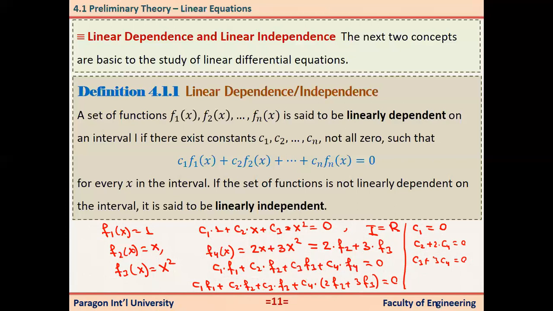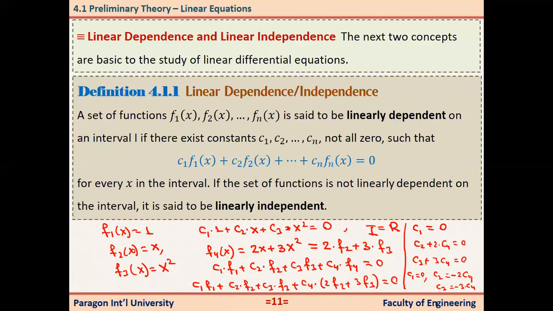Now, as you see, if you solve this system, its solution is not trivial. C1 equals 0. C2 is equal to minus 2 times C4. And what is C3? It is minus 3 times C4, right? So how many possible combinations do we have here? Infinitely many, because C4 is an independent variable.